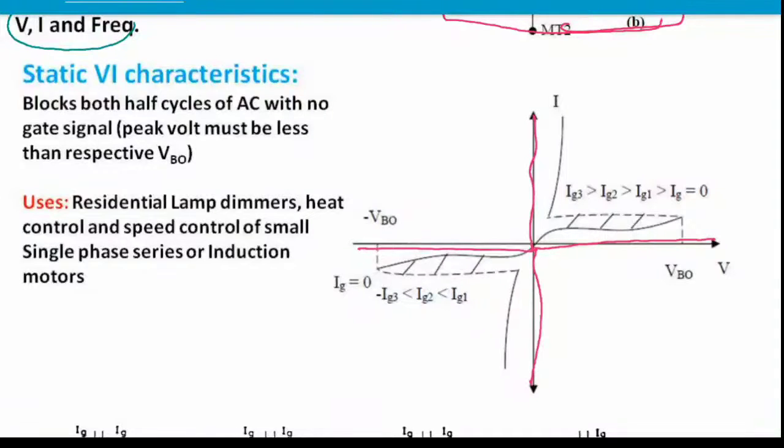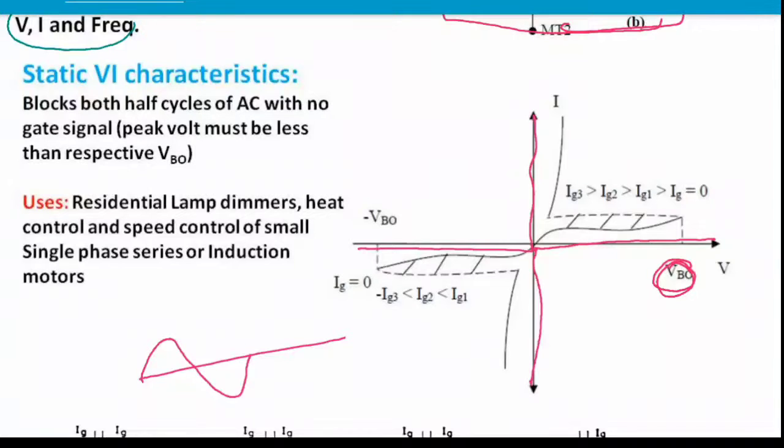It blocks both half cycles of AC with no gate signal. That means if we provide no gate signal, it will block AC in both half cycles, the positive half cycle and the negative half cycle, if the applied voltage is not greater than VBO. VBO is the breakdown voltage, after which the junctions will break down and current will start to flow.